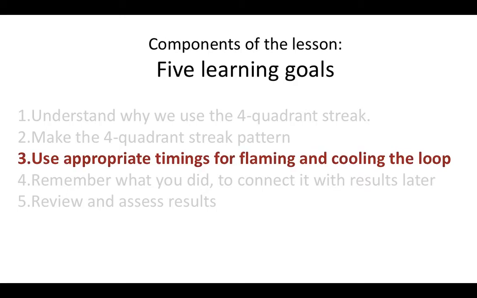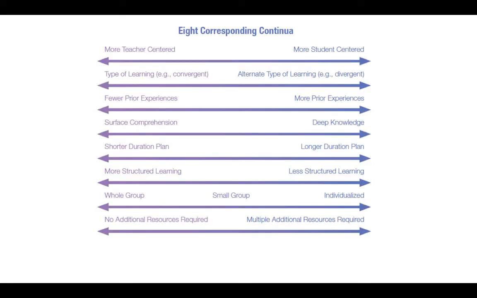Our third goal, for example, is for students to use appropriate timings for flaming and cooling the loop. Students often misunderstand this part of the procedure, how long to leave the loop in the flame and how long to let it cool. We can identify some of the parameters of this part of the lesson using Harris and Hofer's continuum. We may recognize that students have little experience with this technique, and we may want to lengthen the amount of time they have to absorb this piece of the lesson.